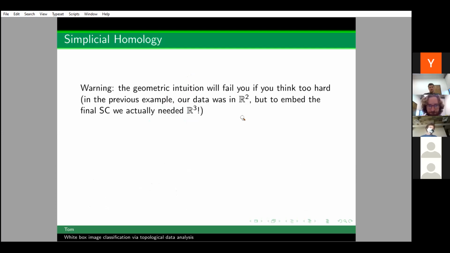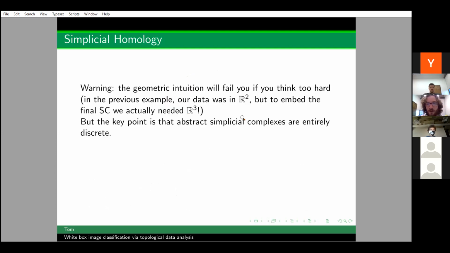Is it really better to work with Z coefficients? Or do you just work over a finite field or Q or something? I don't know. I think in practice that might depend on what you're doing.